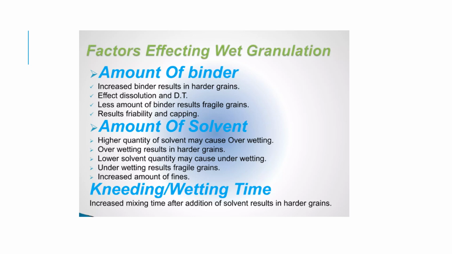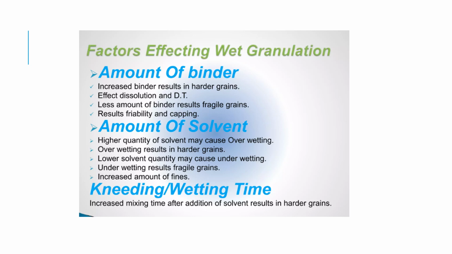And if the binder added is not that much in concentration, or is very less, what happens? It may result in fragile granules. If the granules become fragile, it may result in friability and capping. Capping and friability are the two processing problems we usually face while manufacturing tablets. Friability means the sides of the tablets are chipped off, and capping means the separation of the tablets into different layers. So the use of an optimum amount of binders is very essential.